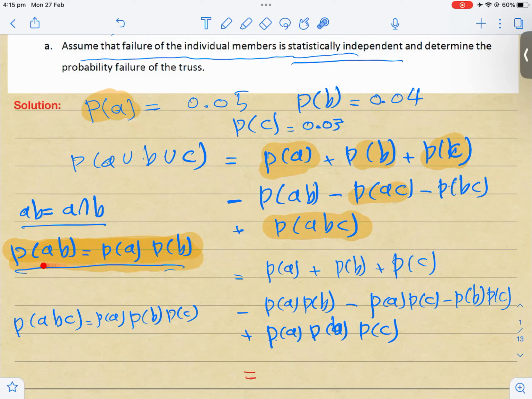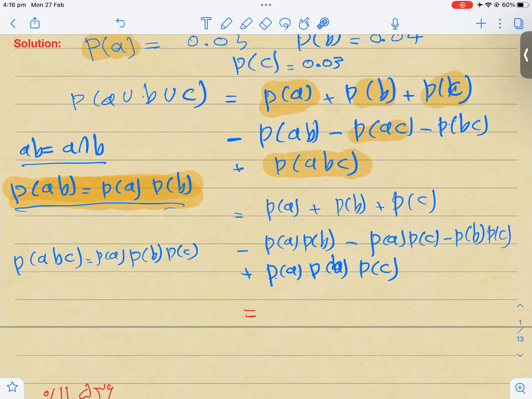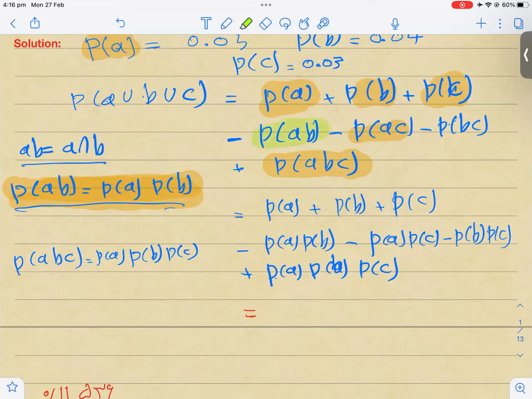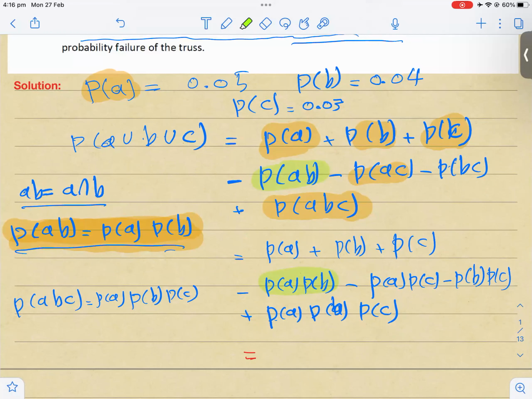I have highlighted in orange: probability of AB is equal to the multiplication of probability of A and probability of B. I will rewrite any of these, probability of AB. And for the last expression, the multiplication of the probability of each of them.